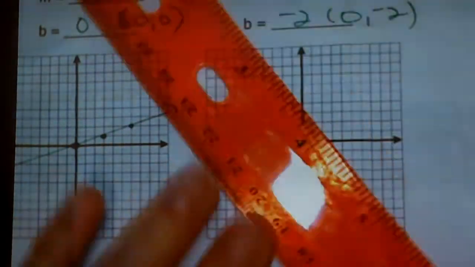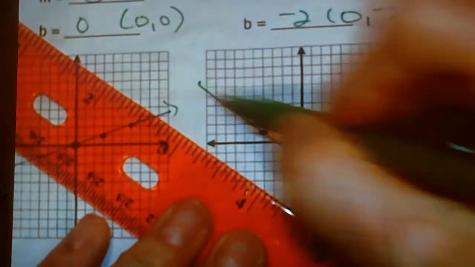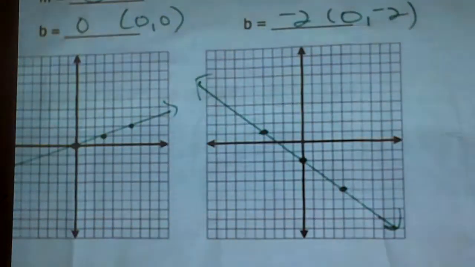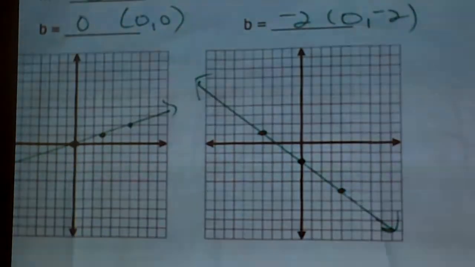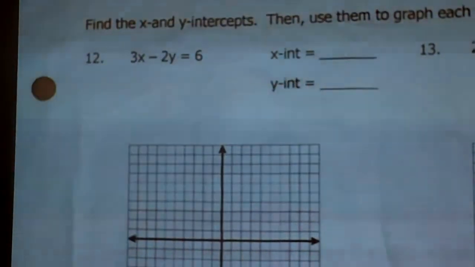Either way, your points will lie on the same line because it really doesn't matter what you put it with. So that is that. Okay, 12 and 13, I ask you to find the x and y intercepts.